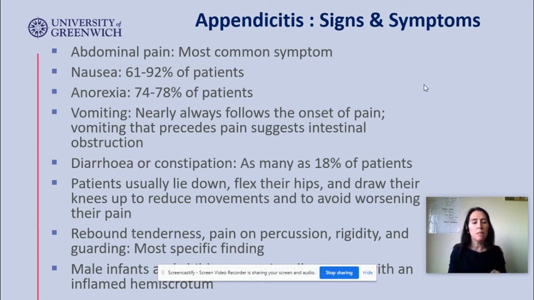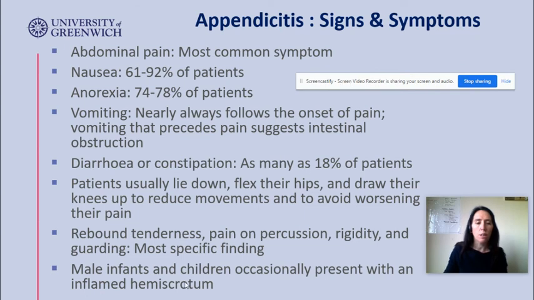Now the rest here about the tenderness is going to be in our specific signs. Also what it says down the bottom there is, let me just move this for you so you can see. There we go. Male infants and children sometimes present with an inflamed scrotum, so one side of it.